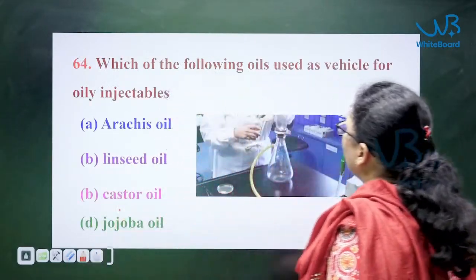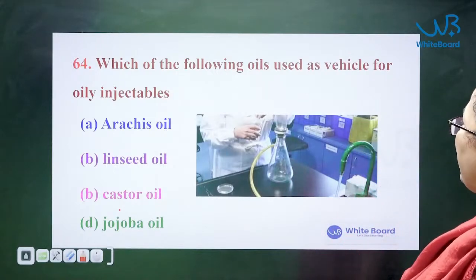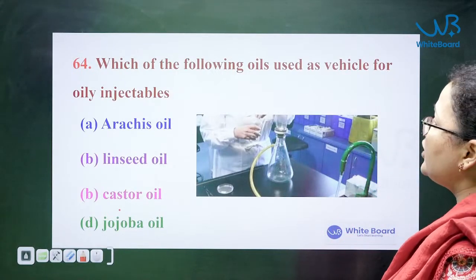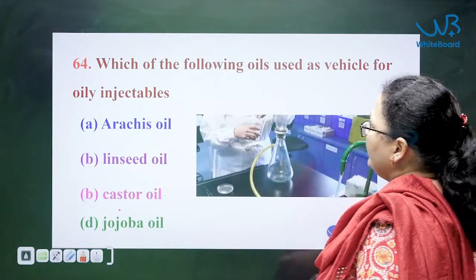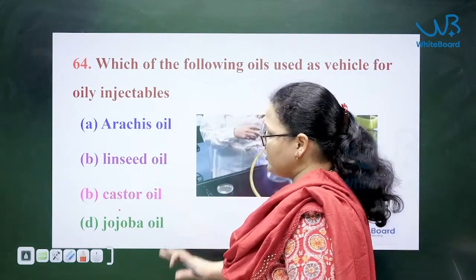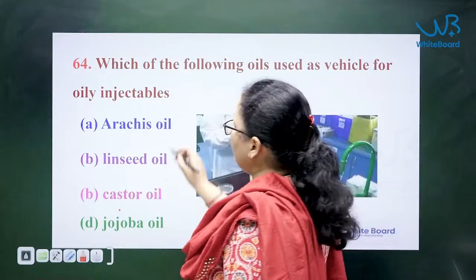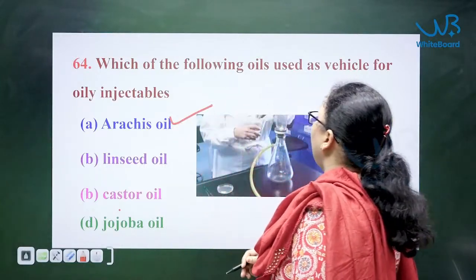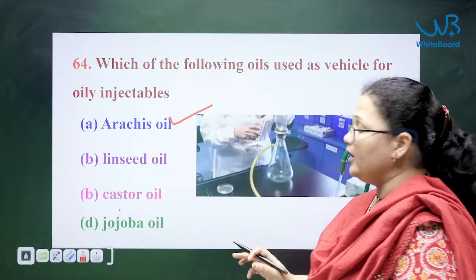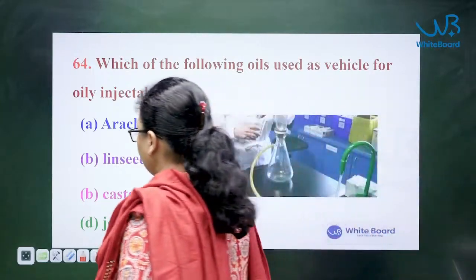Next, which of the following oils is used as a vehicle for oily injectables? Okay, out of all these, arachis oil, linseed oil, castor oil and jojoba oil. So, out of these, arachis oil is used as a vehicle for only the oil type of injectables.